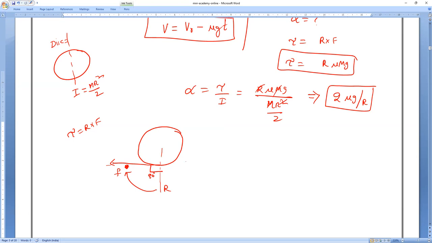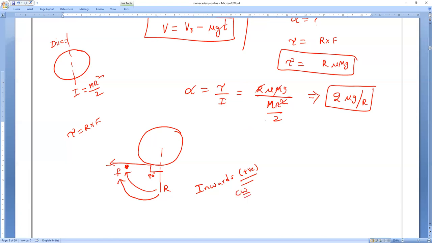Apply the right-hand thumb rule. Place all your four fingers at the R. Now your four fingers are rotating towards the F. R cross F, if I apply that, is it acting inwards or outwards, everybody? Clockwise, guys. Inwards. So inwards means torque is positive or negative? Inwards, torque is positive. So that is what you have to remember.